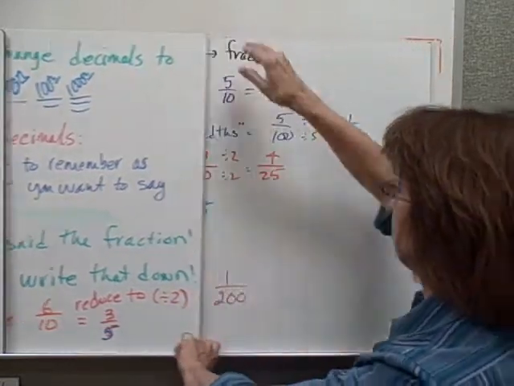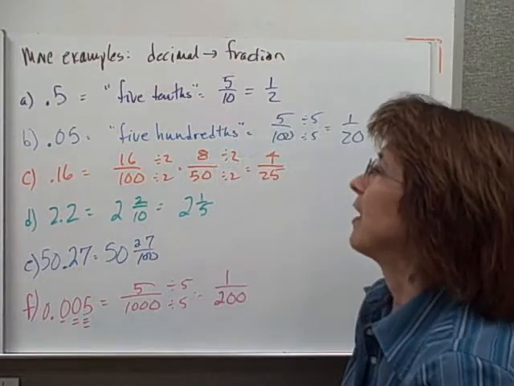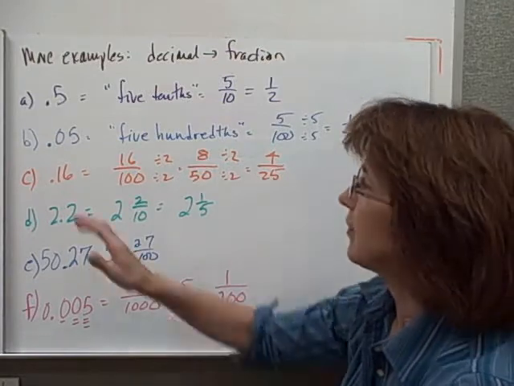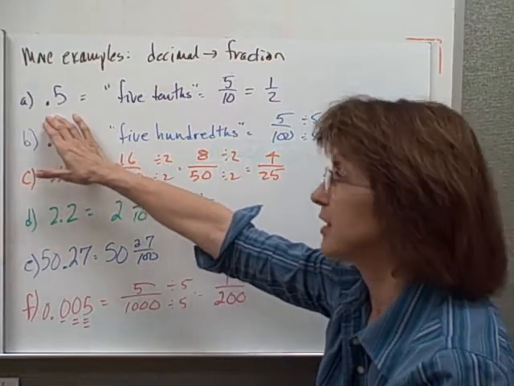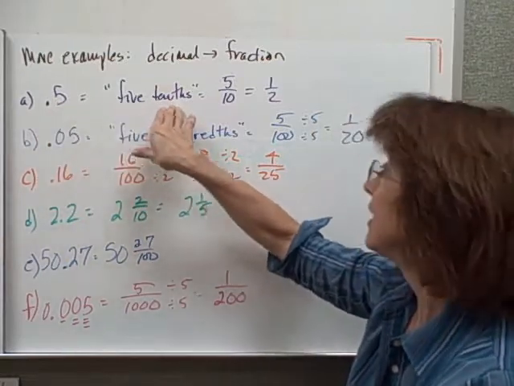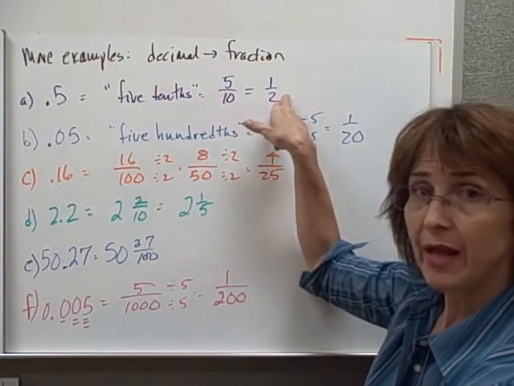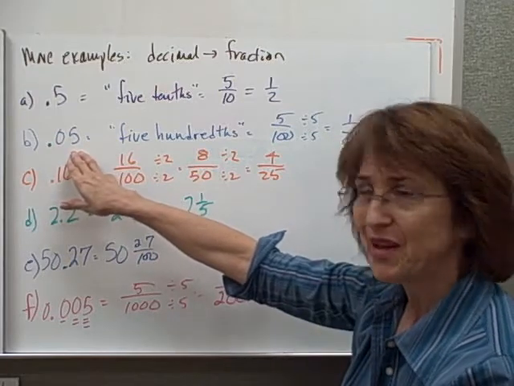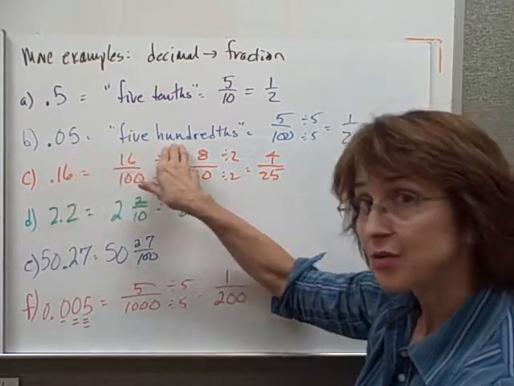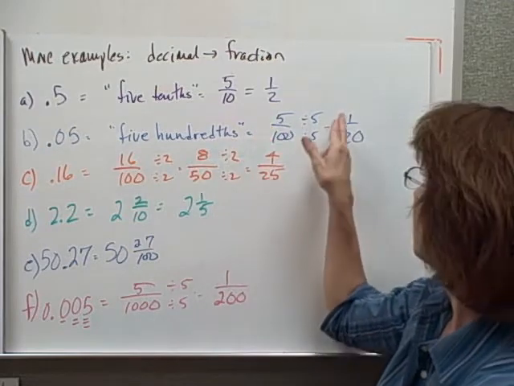Let's do a couple more. All right, so we have 0.5, and again, see I just said 0.5. That doesn't help you to figure out what fraction it is. If I say 5/10, that's 5 over 10, and that reduces to 1/2. 0.05, again, I said it in a way that wasn't very helpful. That's really 5/100ths, and that's 5 over 100. Well, if I divide both those by 5, I get 1 over 20.